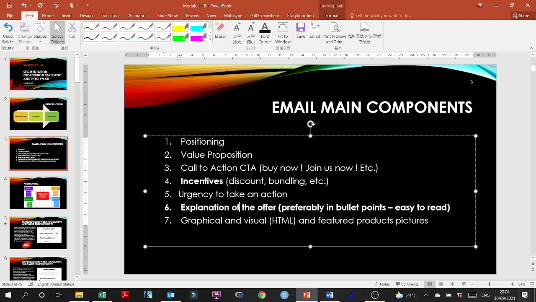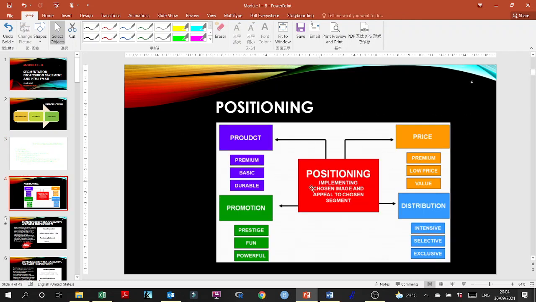So if you're going to write an email, make sure you start here. Did I talk about the product? Did I explain the price? You don't want to forget anything, especially if you're an intern and it is a service or industry you know nothing about. So always double check: did I explain the product, the price, the promotion, distribution, and so forth? And then positioning here: implementing the chosen image and appeal to the chosen segment.